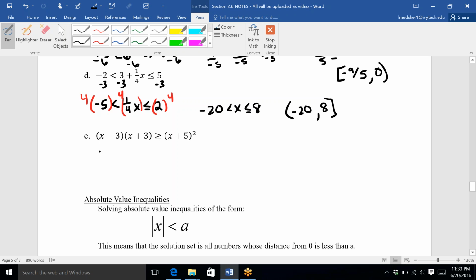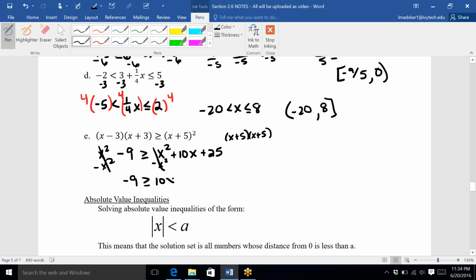Okay, for 8, we would need to FOIL this out. So this is x squared plus 3x and minus 3x cancels, so that's -9. We would also need to FOIL out x plus 5 times itself. That is x squared plus 5x plus 5x, so that's plus 10x, and then plus 25. Try to move the x squareds to be together because that's something we haven't seen yet. They would both cancel out. So you have -9 and it's greater than or equal to 10x plus 25.